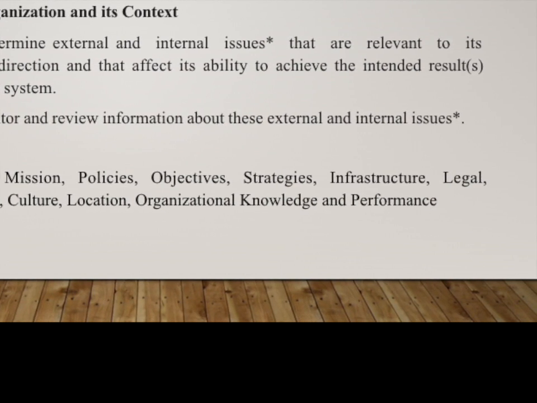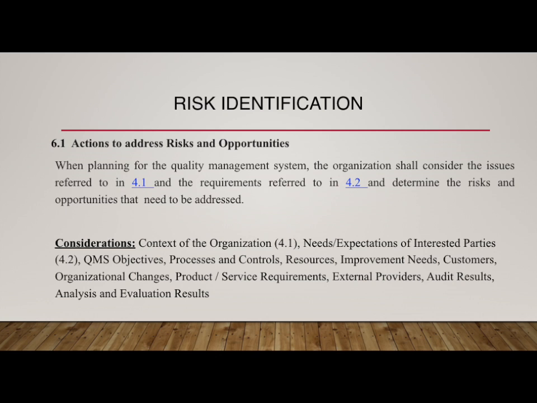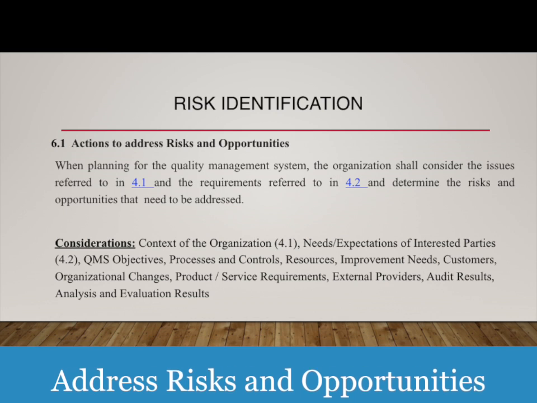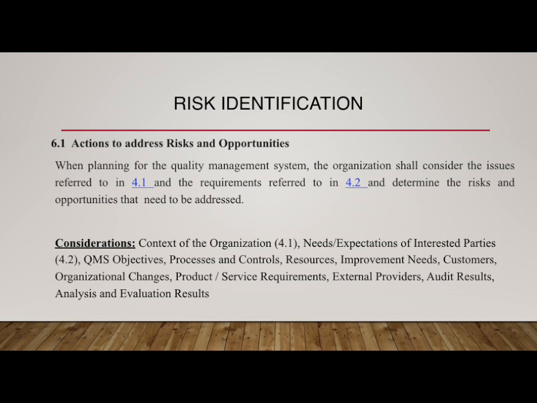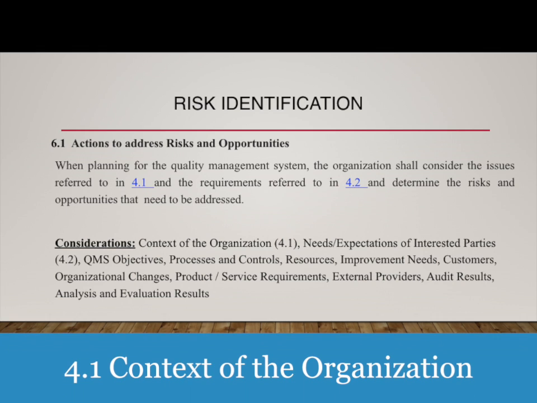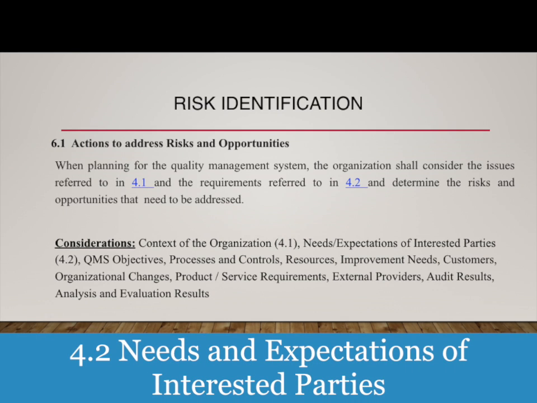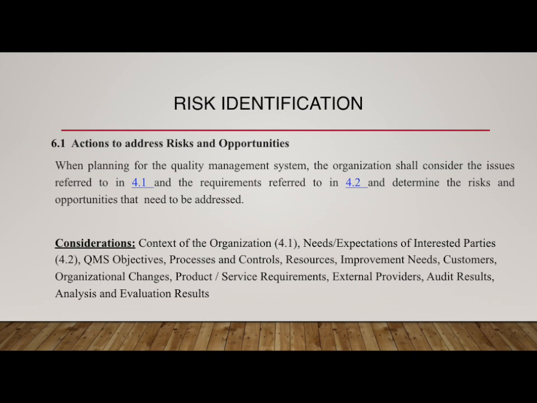Next, ISO 9001-2015 requires actions to address risks and opportunities in Clause 6.1. The organization shall consider the issues referred to in Clause 4.1, which is the context of the organization, and the requirements referred to in Clause 4.2, which identifies needs and expectations of interested parties. The organization shall determine the risks and opportunities that need to be addressed.